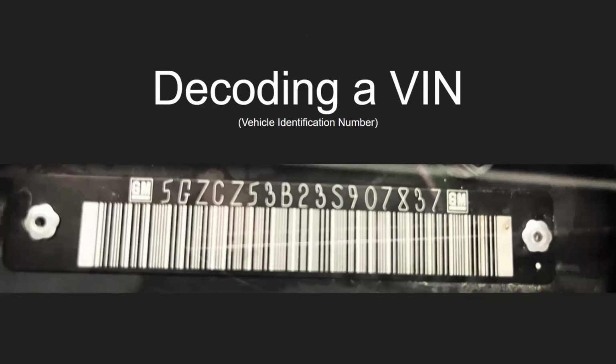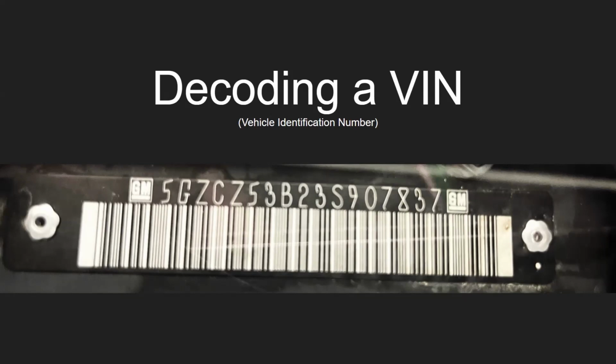In 1981, the National Highway Traffic Safety Administration of the United States standardized this format, and it required all of the on-road vehicles sold to contain a 17-character VIN, which does not include the letters O, I, and Q, to avoid confusion with numbers 0, 1, and 9.